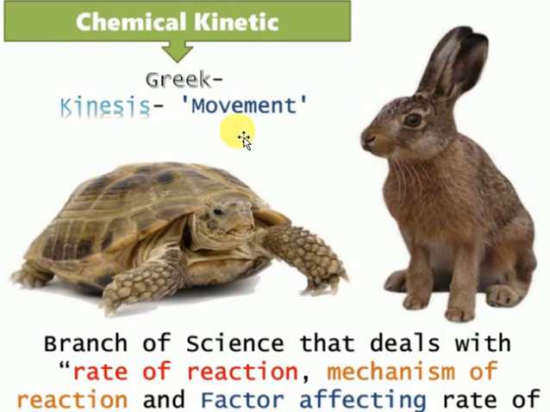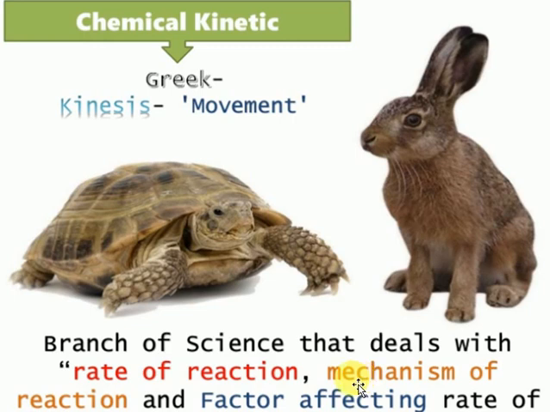So the first point to remember is: what is chemical kinetics? Kinetics means momentum. It is a branch of science that deals with the rate of reaction, the mechanism of reaction, and the factors affecting reactions. What is mechanism? How the molecules react, how they break bonds, and how much activation energy is required. We are going to discuss this in chemical kinetics.